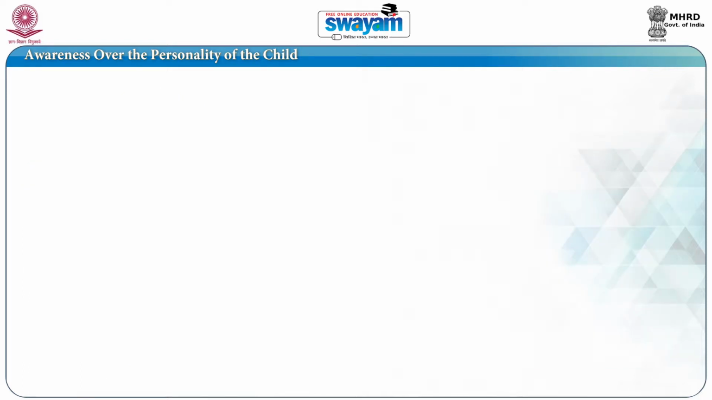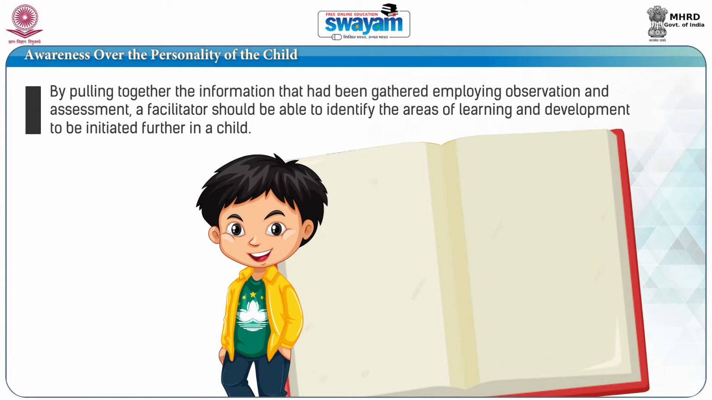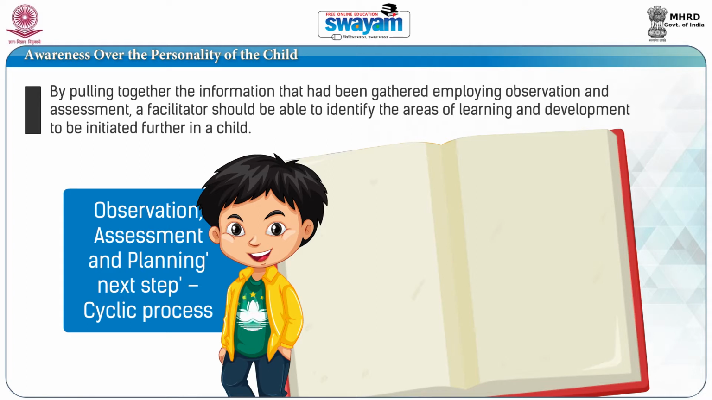And now, after knowing the 4 categories of learning, let us understand the cycle of observation, assessment, and planning the next step. By pulling together the information that had been gathered by employing observation and assessment, a facilitator should be able to identify the area of learning and development to be initiated further in a child. The diagram that is going to be shown to you shows how observation, assessment, and planning occur as a cyclic process and thereby contribute to the promotion of the learning potential of the child.